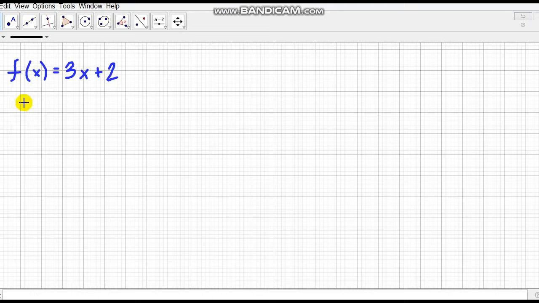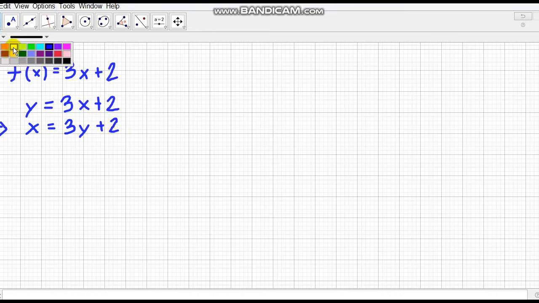So f of x is equal to 3x plus 2. First we replace the f of x with y. So y is equal to 3x plus 2. After that, let us reverse the y and the x. So this becomes x is equal to 3y plus 2. We reverse it since what we're going to get is the inverse of the function. So we just replace the x and the y. Then from here, we are going to solve for y. So we have to isolate the y on one side of the equation. In this case, let's isolate y on the right side. Then let's flip the equation afterwards.